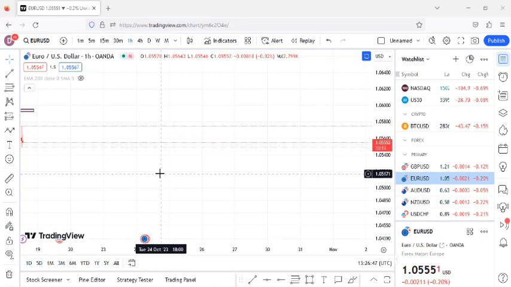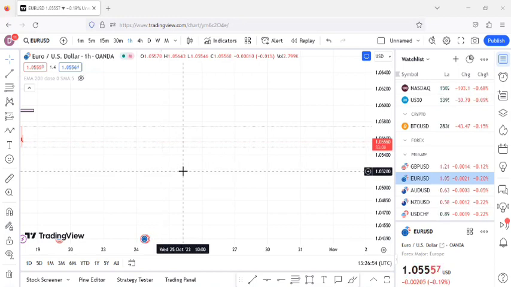Now, these chart patterns are the information that the market presents to you for you to make your buy or sell decision. And they are everywhere on the charts for you to make your buy or sell decisions.